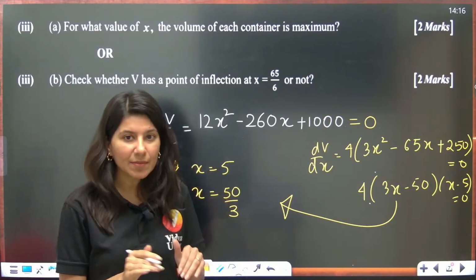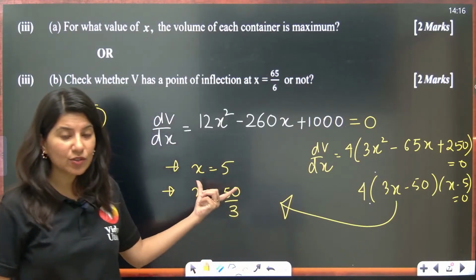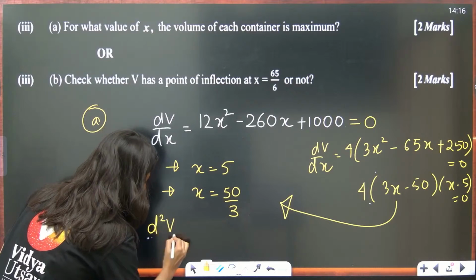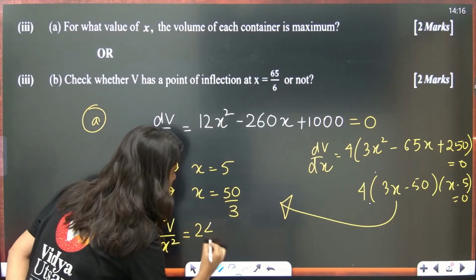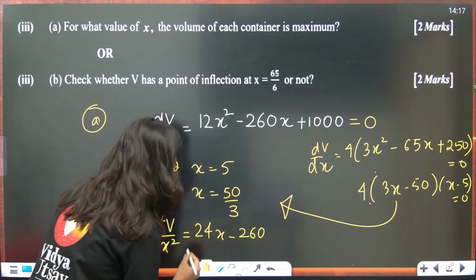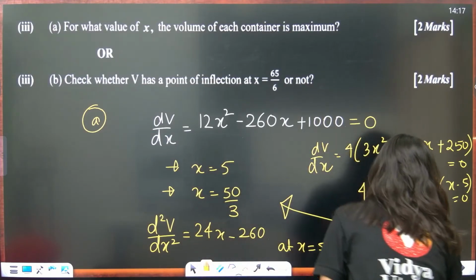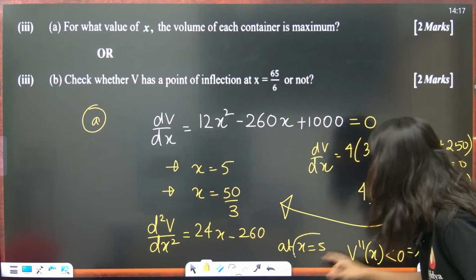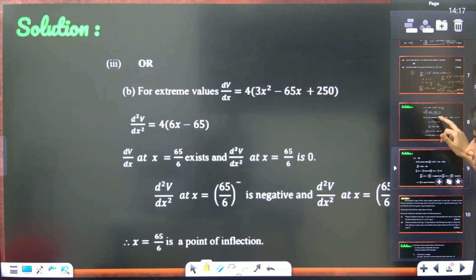Now one value will give you a maximum and another value will give you a minimum. But how will we check? Is x equals to 5 maximum or x equals to 50 by 3 maximum? Okay, so now we are going to double differentiate. d2v by dx square is equal to 24x minus 260. If you put 5 over here, you are going to get a negative sign. So at x equals to 5, v double dash x is negative. That means local maximum. So at x equals to 5, you are going to get local maximum. Okay, clear? All right, at x equals to 5.